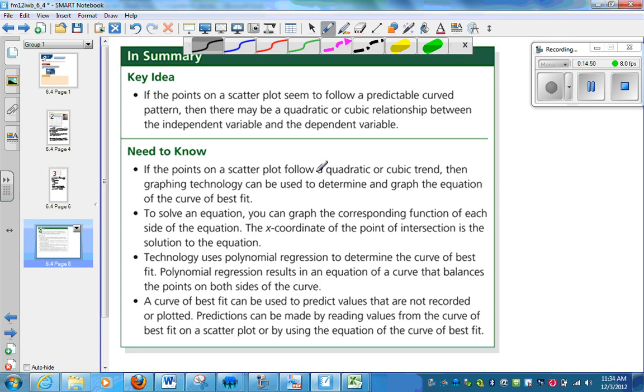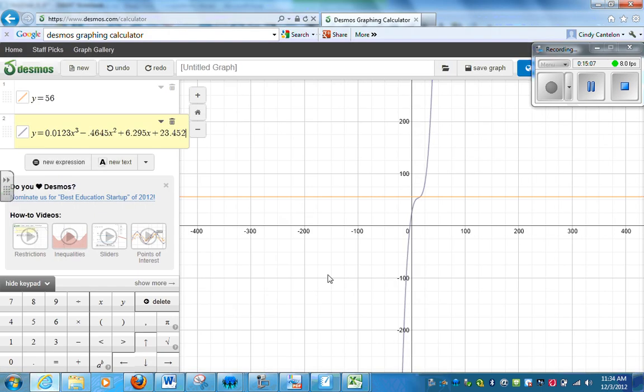Okay, so just some summaries here. If there's a predictable curve, there could be a quadratic or cubic. Graphing technology is what we're going to use. And to solve an equation, you can graph the function of each side of the equation. The x-coordinate of the point of intersection, that's what we found. The x-coordinate is the solution.